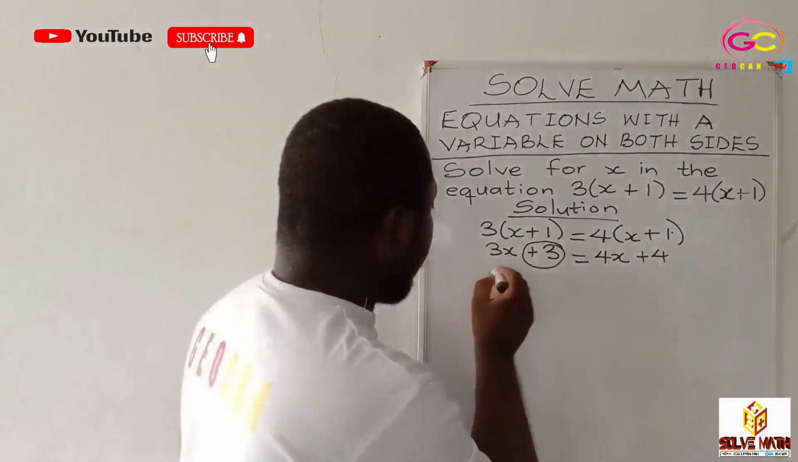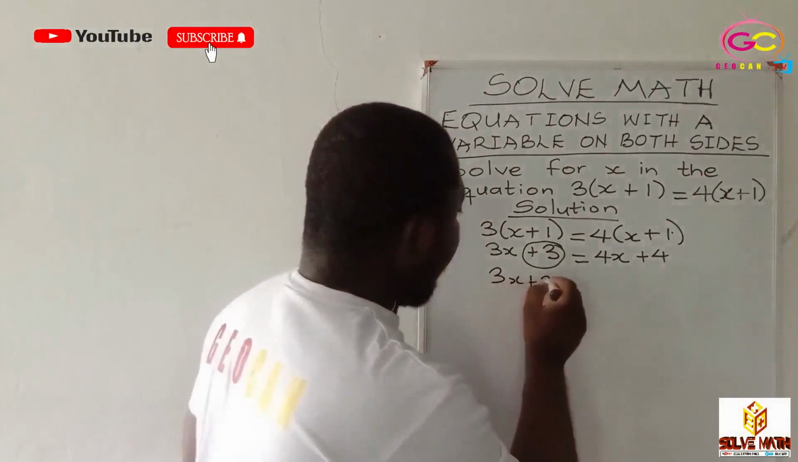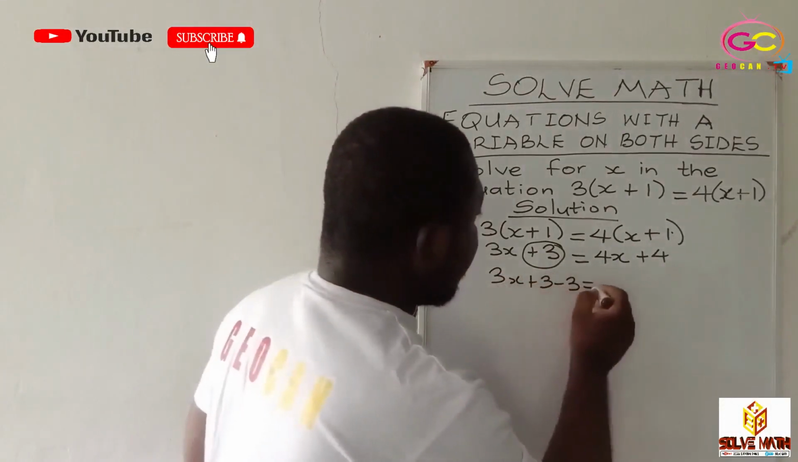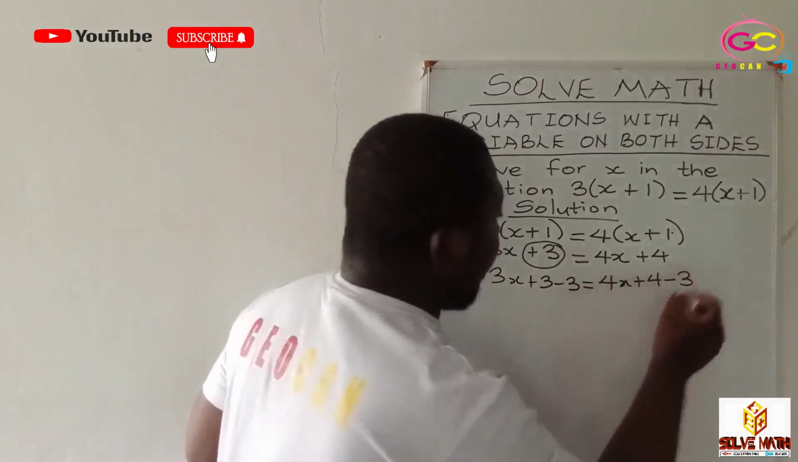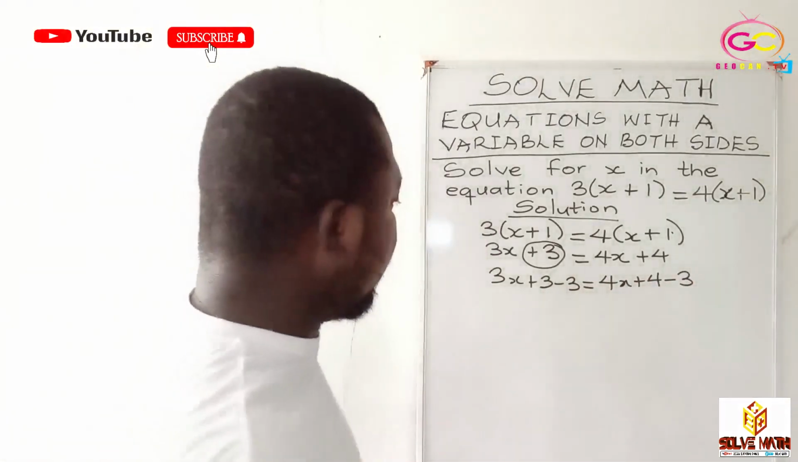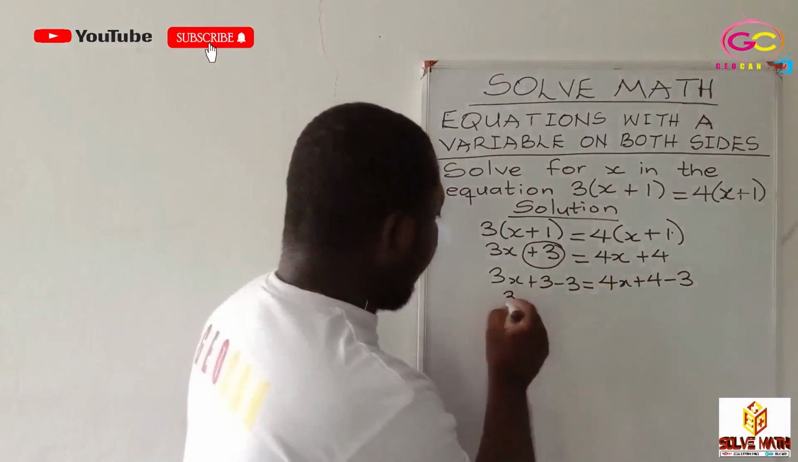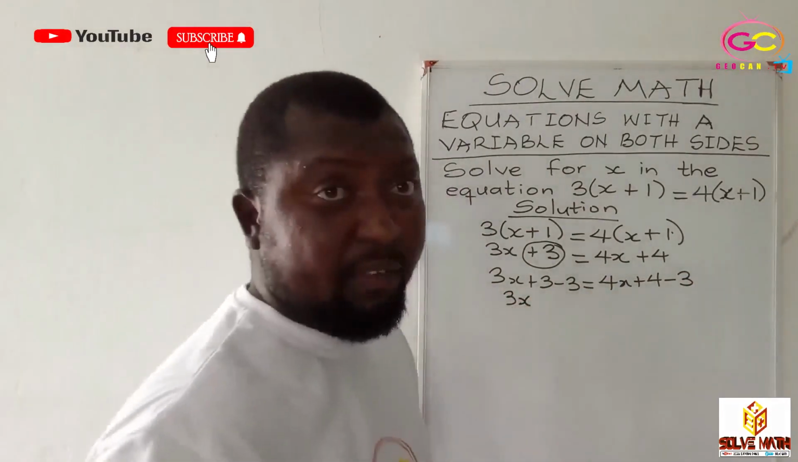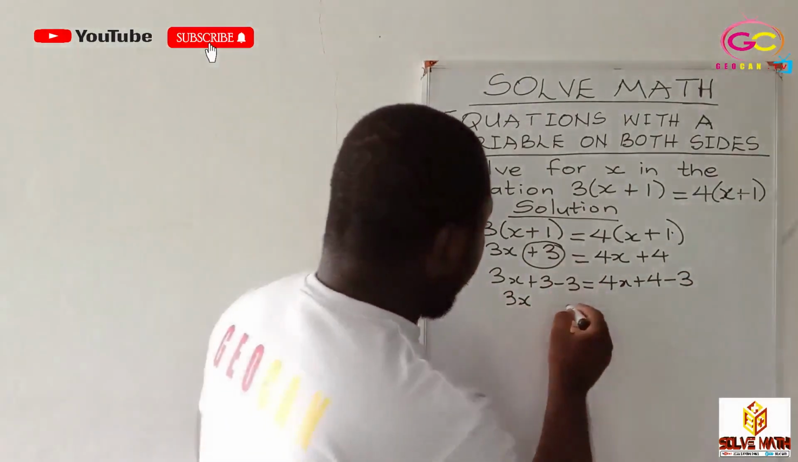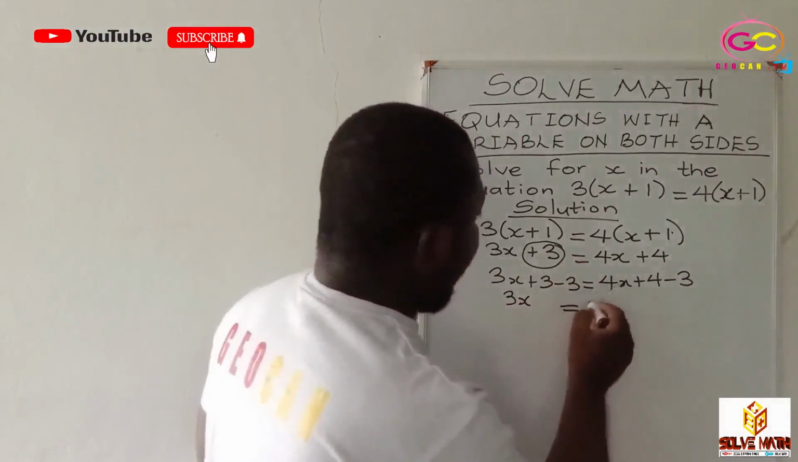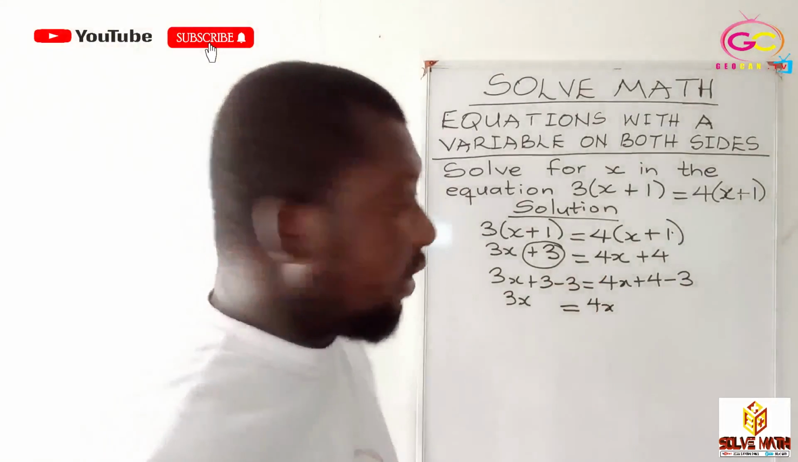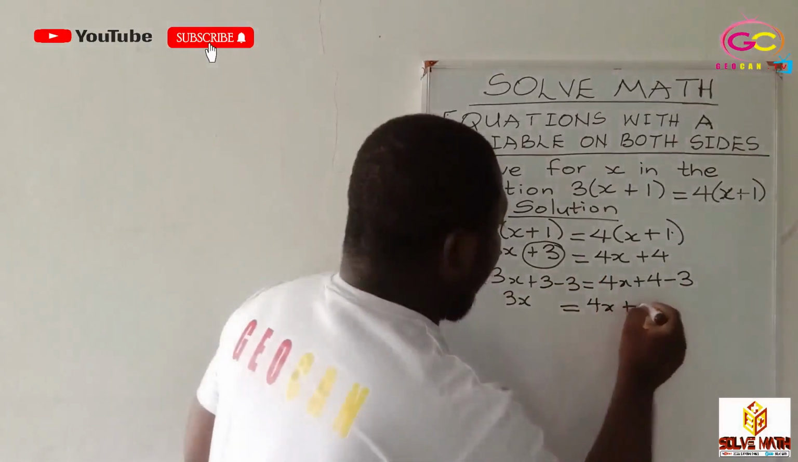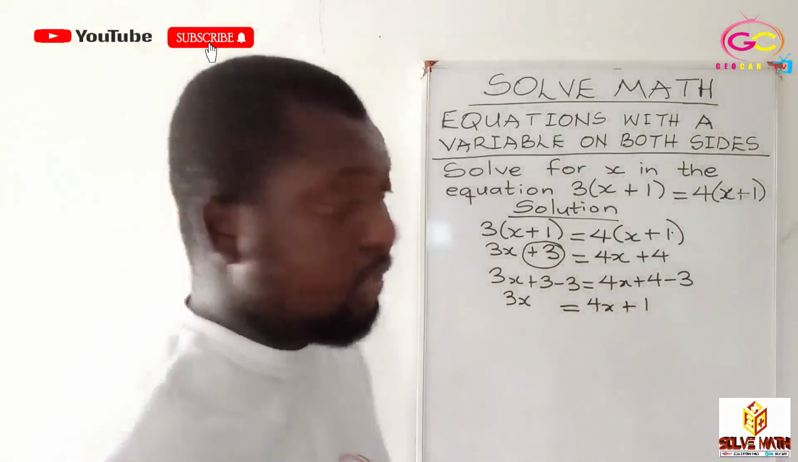So let's do that. So we have 3x plus 3 minus 3 is equal to 4x plus 4 minus 3. Good. I hope you got that. Good. Now let's continue. We have 3x. 3 minus 3 will give us 0, so just forget about it. So it's equal to, now we have our 4x. Now 4 minus 3 will give us what? Will give us 1. Easy as A, B, C, D, right?